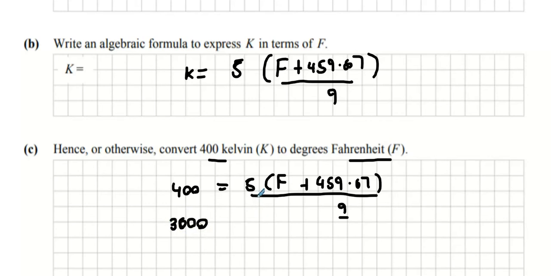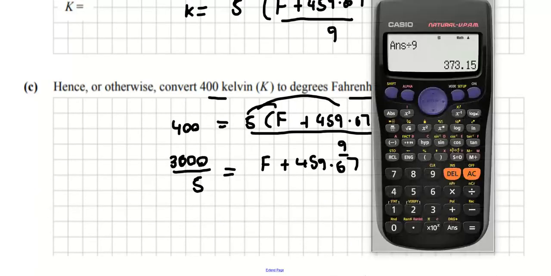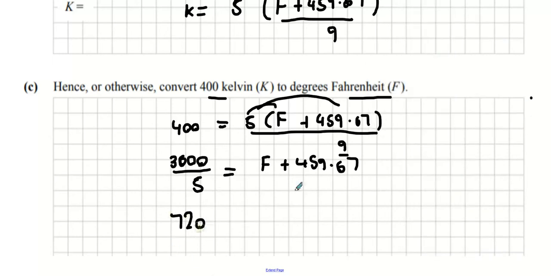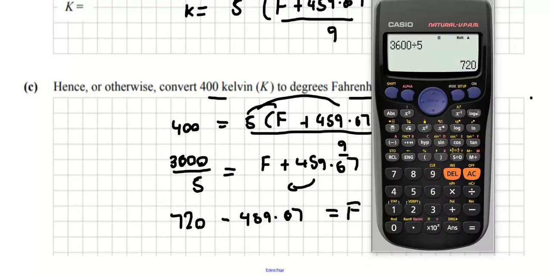Multiplication of 5 on the right, because 5 is being multiplied by everything, is division of 5 on the left, and that will leave your F plus 459.67. Now 3,600 divided by 5 is 720. Okay, so 720, bring over your 459.67, that equals F.